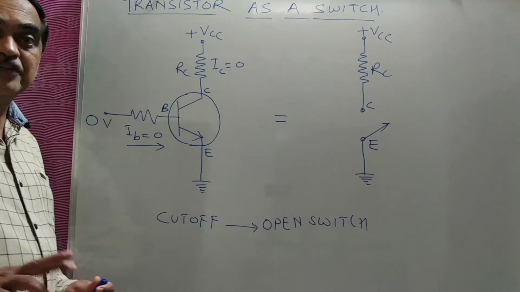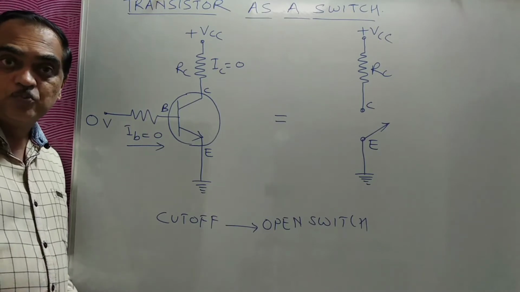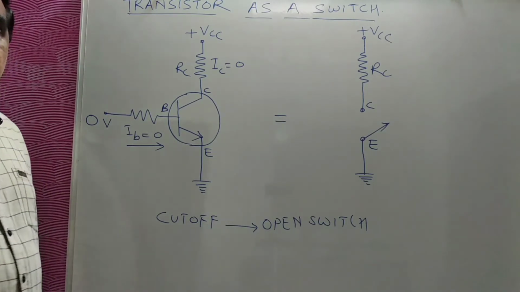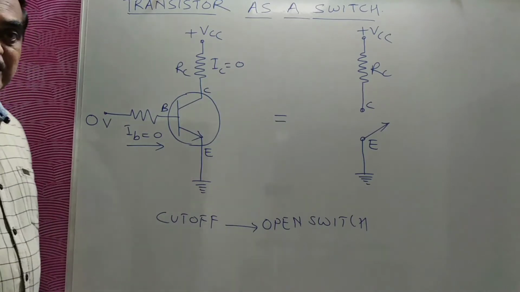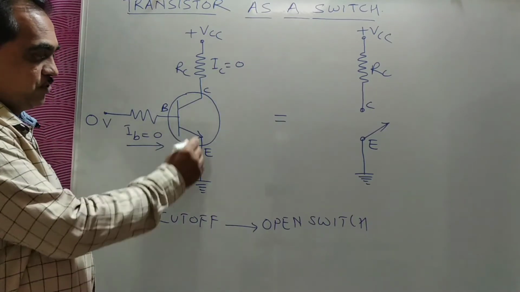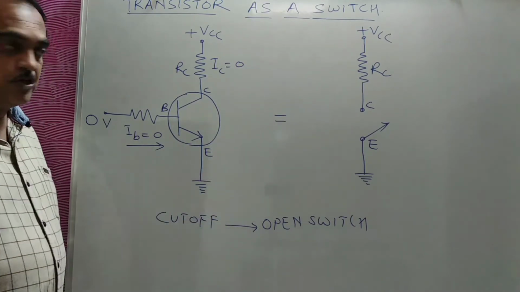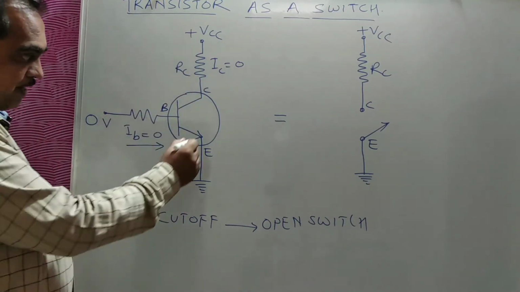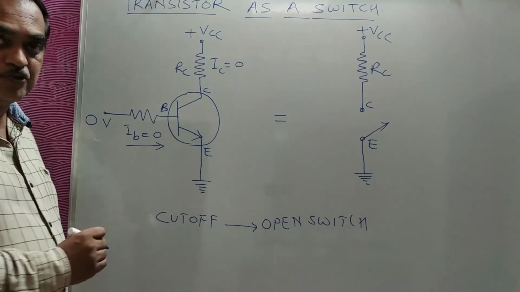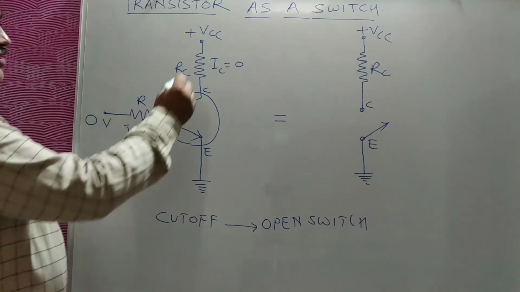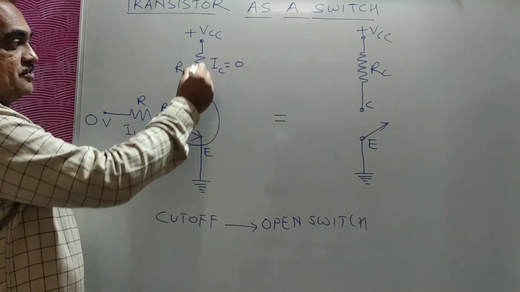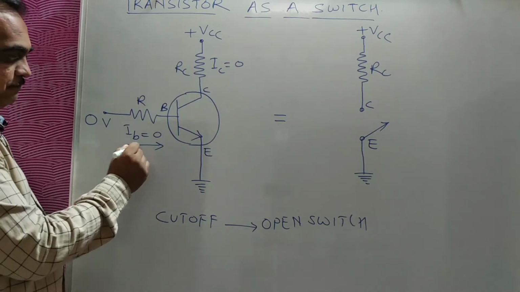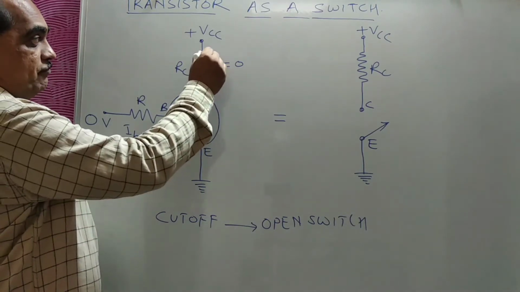In this we are going to use the other two modes of operation: one is the saturation mode and one is the cutoff mode. The first one we are showing is the transistor in cutoff mode. This transistor is connected in a common emitter configuration, so the emitter is common to the input and the output. Emitter is connected to ground, the base is given the input along with a resistor R, and a VCC supply is given to the collector through a resistance RC. The base current IB will flow at the base and the collector current IC at the collector.